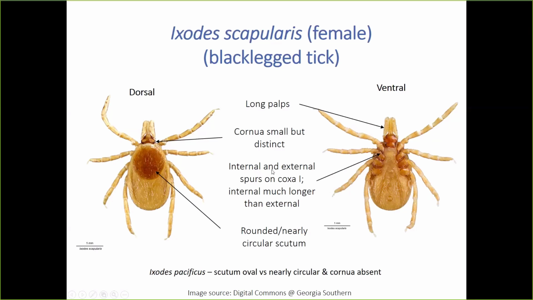The only other one, again, when you collect some Pacificus and look at them, they look identical to this, except the scutum is a slightly different shape. It's more oval. Again, not a term I like, rounded versus oval. But the corneae are absent on western black-legged ticks, present on black-legged ticks. So great if the tick's head is still attached, then you're good to go. Just look for the corneae. If the head is gone, then you're going to have to base that differentiation on that.